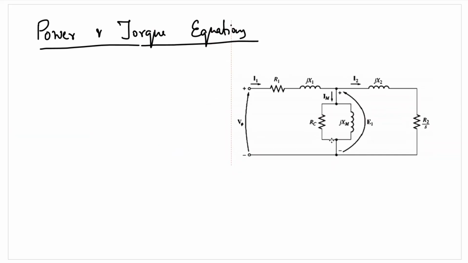This is the equivalent circuit of an induction motor. Here we represent the input voltage. In one phase of the induction motor, R1 is the stator resistance, X1 is the leakage inductive reactance associated with the leakage flux on the stator side. X2 is the inductive reactance associated with the leakage flux on the rotor side. R2 is the rotor resistance. S is the slip of the induction motor. RC and XM are the resistance and the reactance of the magnetizing circuit.